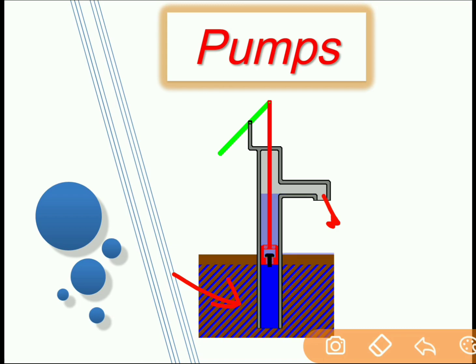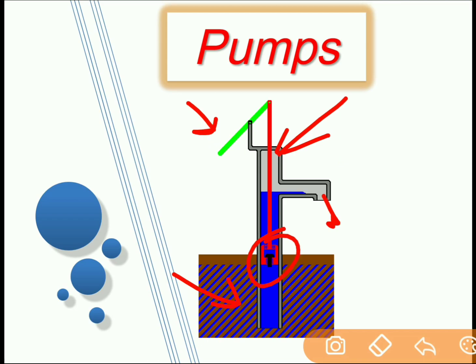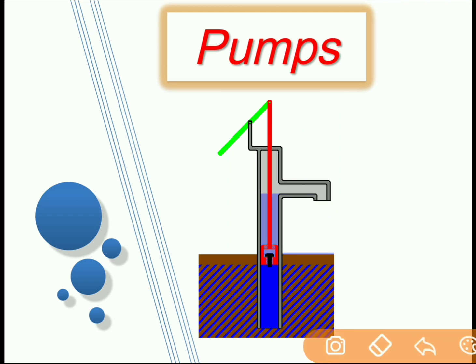Now this pump consists of one handle. This handle is connected to the piston rod. At the end of the piston rod, there is a bucket valve. Now this piston is moved up and down with the help of the handle. So we are applying an effort on the handle so as to move the piston up and down.